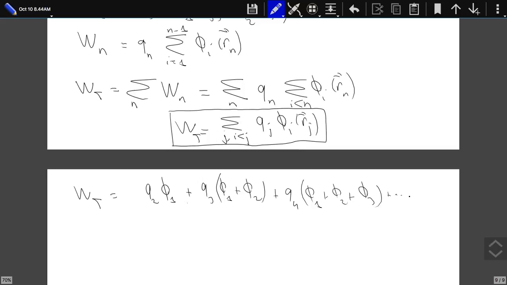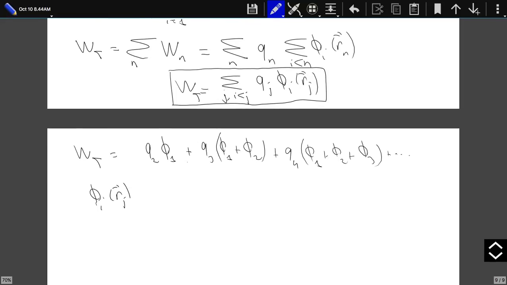Now let's make one observation. Phi i at r_j is the potential created by the charge Qi at the position of Qj. We said that this was equal to Qi divided by the magnitude of ri minus rj. Let us also multiply with Qj. Do you agree?